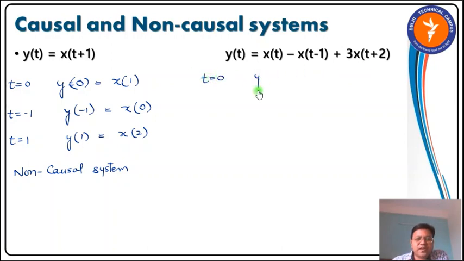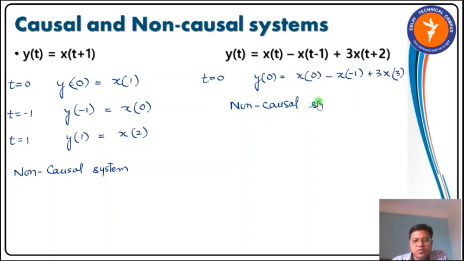At t equal to 0, we will get y of 0 equal to x of 0 minus x of 1. This will be x of minus 1 plus 3 x of 3. Now this single equation is sufficient, because at the same instant we can see the output is depending upon present, past and future values, and I will directly say the system is non-causal system. Let us proceed further.